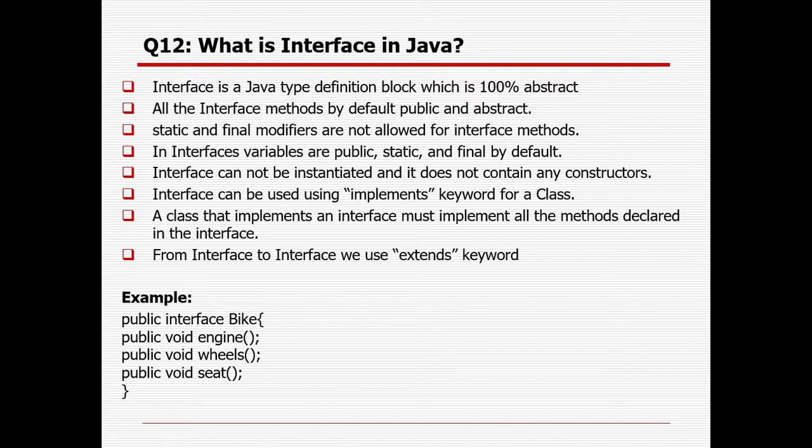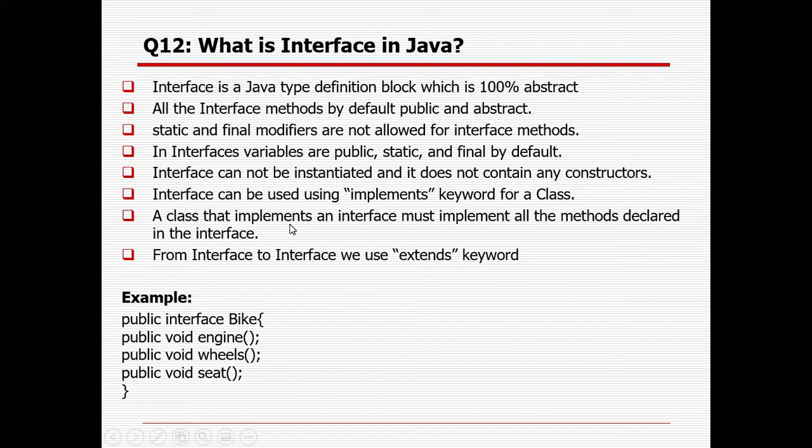Interface variables are public, static and final by default. An interface cannot be instantiated and it does not contain any constructor, so in an interface you can't add any constructor. An interface is used with the implements keyword for a class. Whenever you want to implement an interface in a class, we simply use the implements word. So for class to class it will be the extends word, whereas whenever I want to implement an interface in a class, you need to use the implements word.